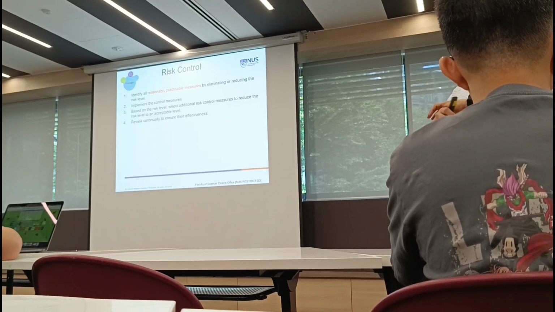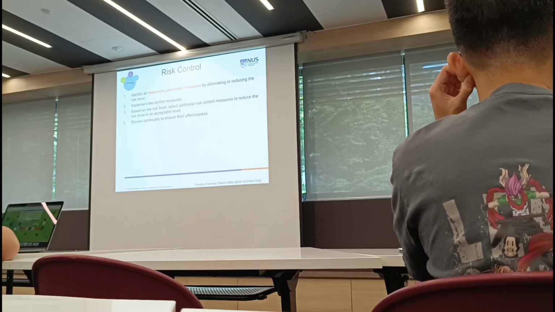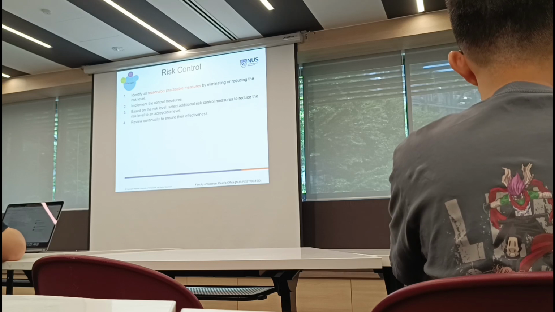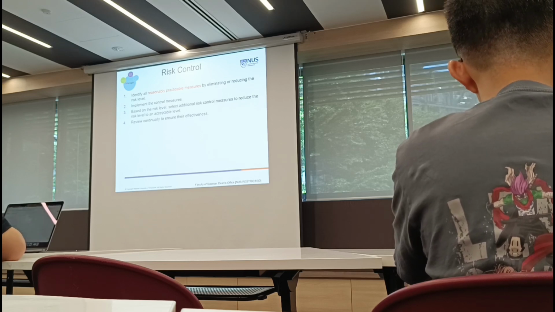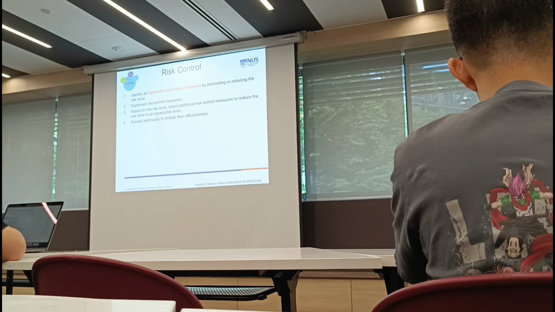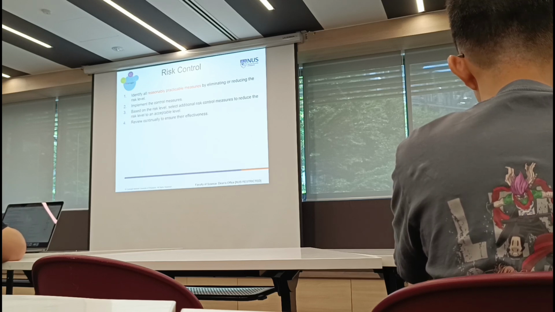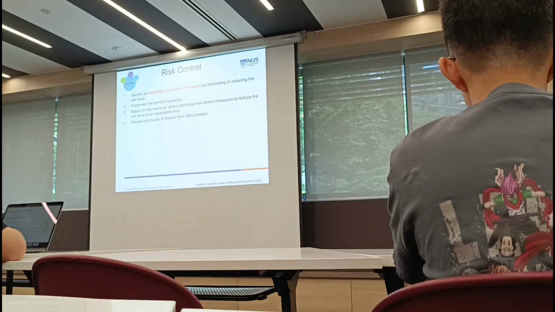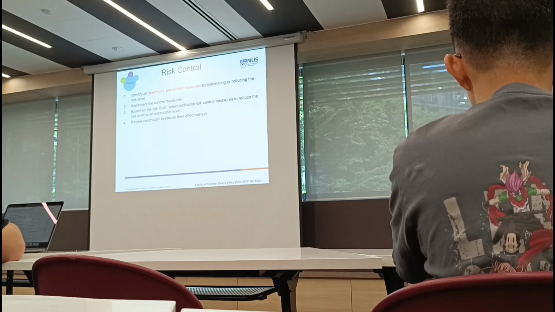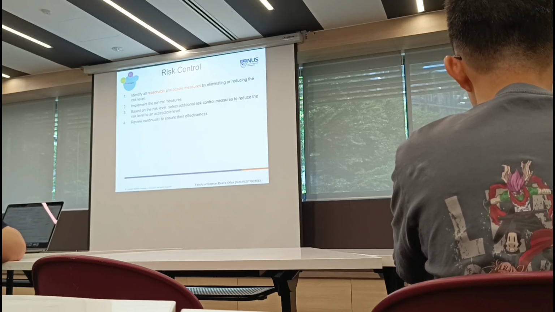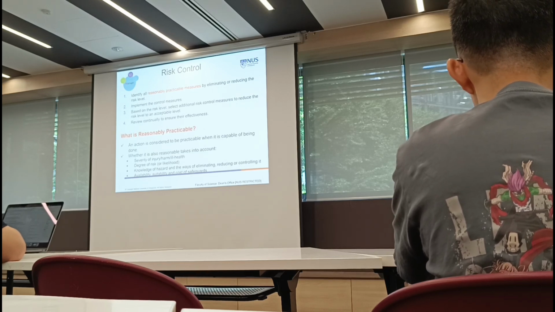They go through strict maintenance of the engines and things like that. Implement the control measures, all in place. In fact, each country has its own regulation and they have to follow those. Based on the risk level, select additional risk control measures to reduce the risk level, right? So some airlines will have certain restrictions and other airlines will have others. Review continually to ensure their effectiveness. So what is reasonably practical?